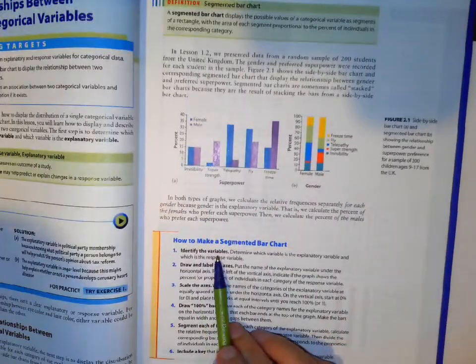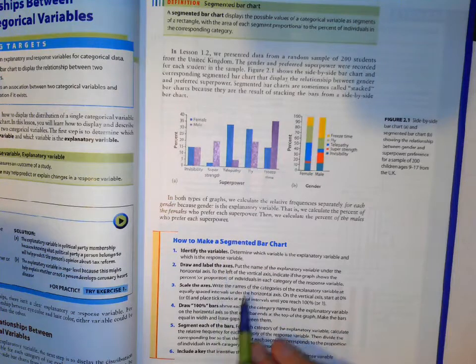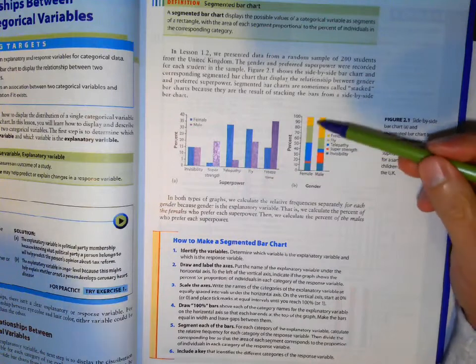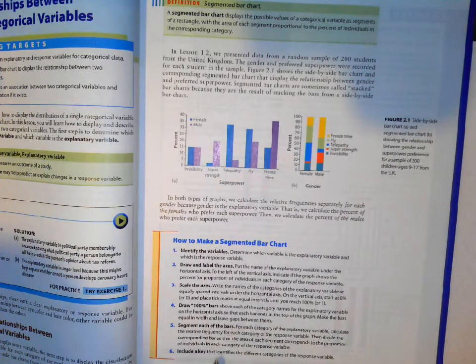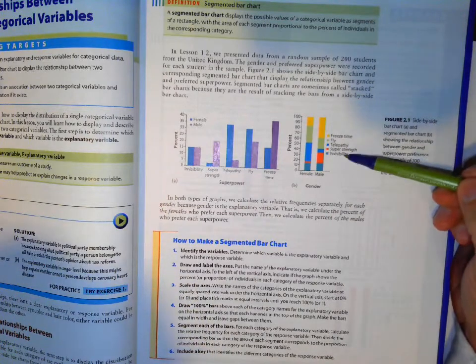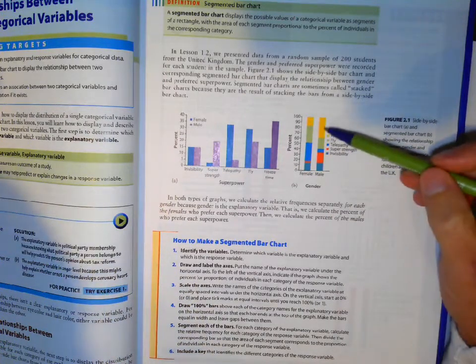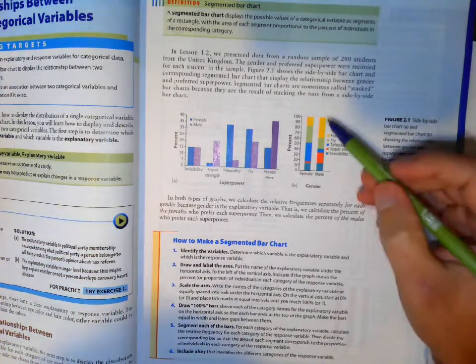Identify the variables. Draw your axes, scale the axes, and make sure you go up to 100% because we are going to have 100% of our data here by the end. And then we're just going to put everything in. Make sure you do include which one is which, though. Either write it in or use color or different kinds of shadings or dots or whatever.